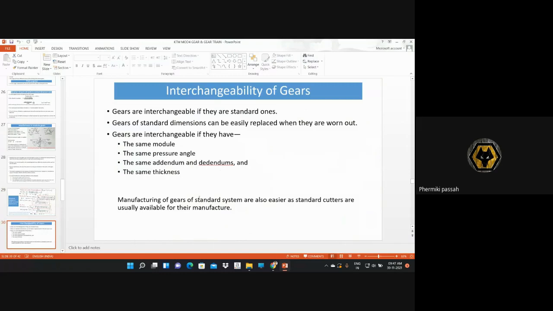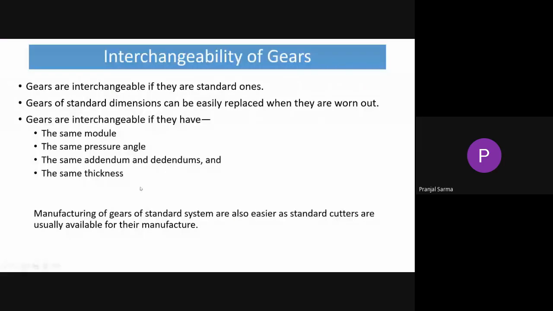Okay. So the next thing that we must know about is the interchangeability of gears. Interchangeability of gears means that if you need to replace one gear with another, and you expect that they are going to match properly, then that particular property is known as the interchangeability of gears.